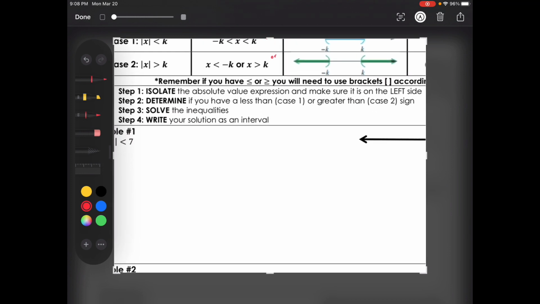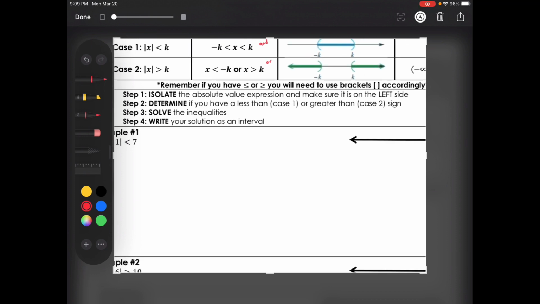So go ahead and read through the steps. Isolate the absolute value expression, and make sure it is on the left side. Determine if you have a less than case or a greater than case, solve, and then write your solutions as an interval. Now, with this step here, if you don't determine it right away, I'm going to show you a way you can determine it throughout the problem as well, by just kind of having an understanding of what you're looking at.